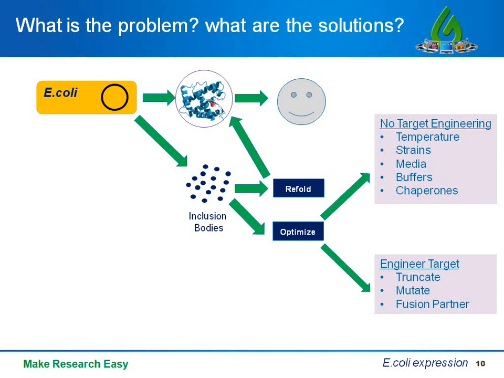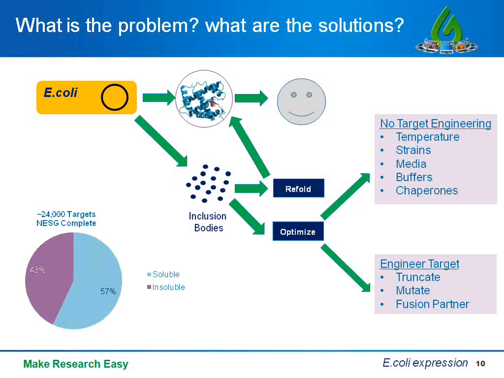Just to give you a perspective of how bad the insolubility problem is, we have the statistics from the Northeast Structure Genomics Consortium's website that indicates that out of the approximately 24,000 constructs that were expression tested, almost 43% were found to be insoluble. So as you can see, target protein insolubility is indeed a significant problem.